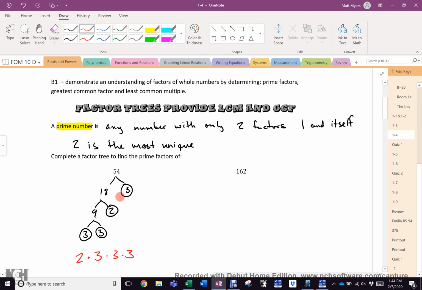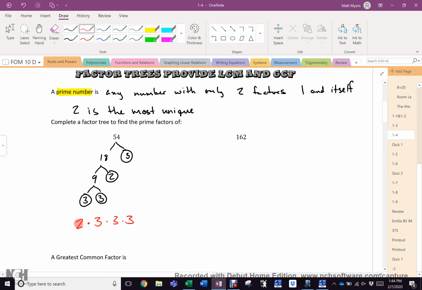Right? 2 times 3 is 6. 6 times 3 is 18. 18 times 3 is 54. Now, would we ever write it that way? Like, would math people write that many 3s? What would they write? 2 times 3 cubed. Everybody cool?